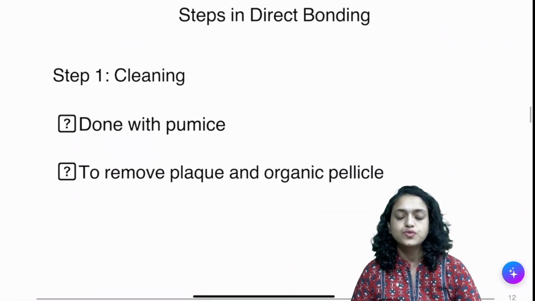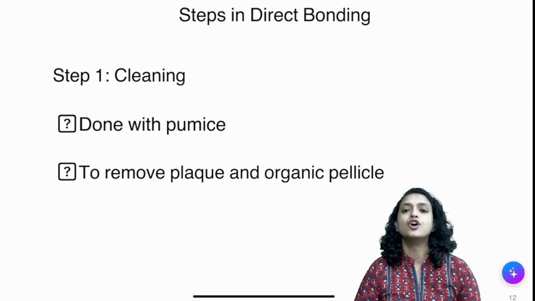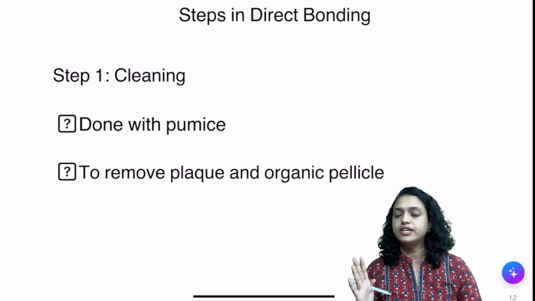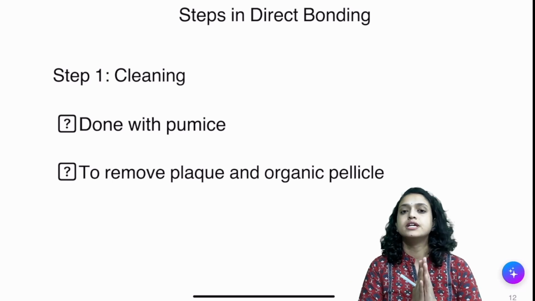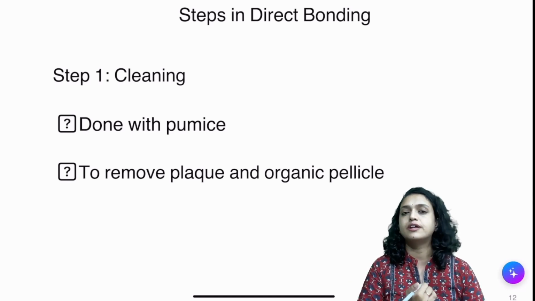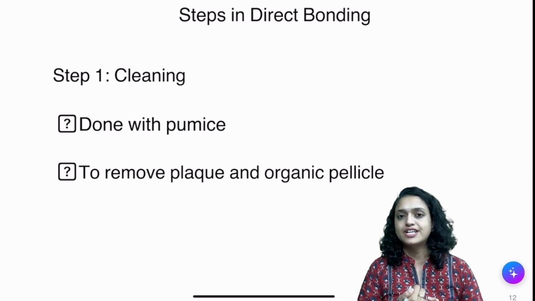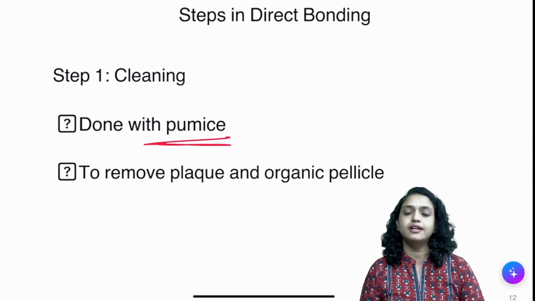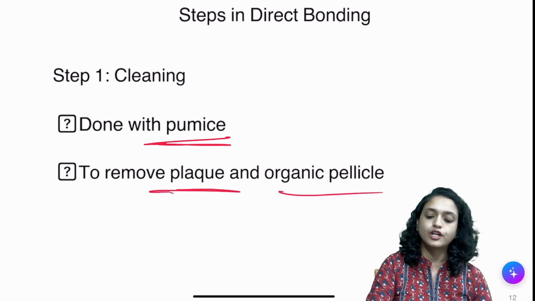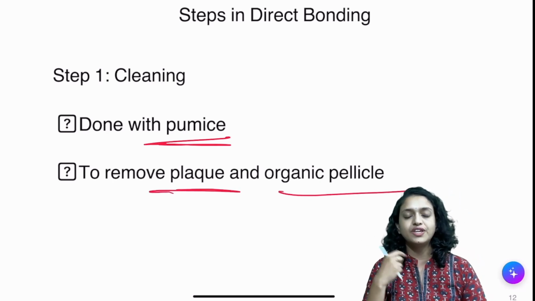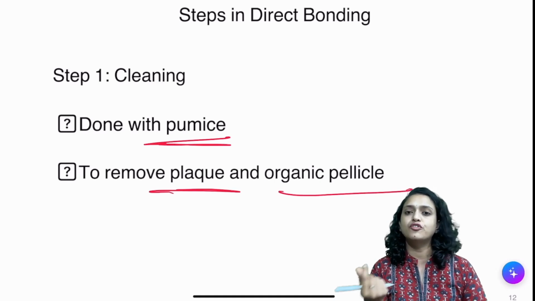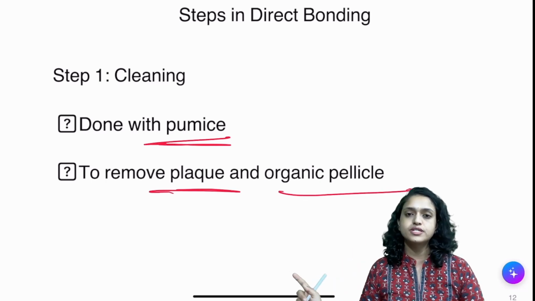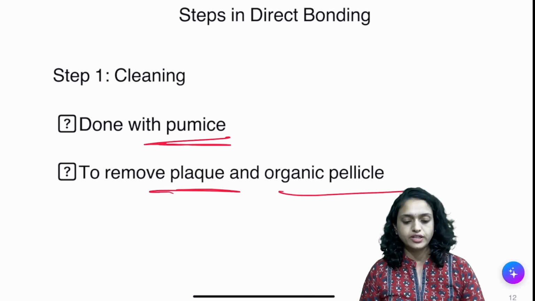So we are going into the steps in direct bonding. First, before bonding any tooth surface, for proper adhesion of the composite to the tooth surface, the teeth have to be cleaned. First, scaling has to be done and the teeth have to be cleaned with pumice. Pumice polishing has to be done. This will remove any plaque and organic pellicle that is sticking onto the tooth. Even after scaling, some amount of pellicle might be sticking to the tooth surface. Hence, proper polishing with pumice is essential before bonding the tooth.